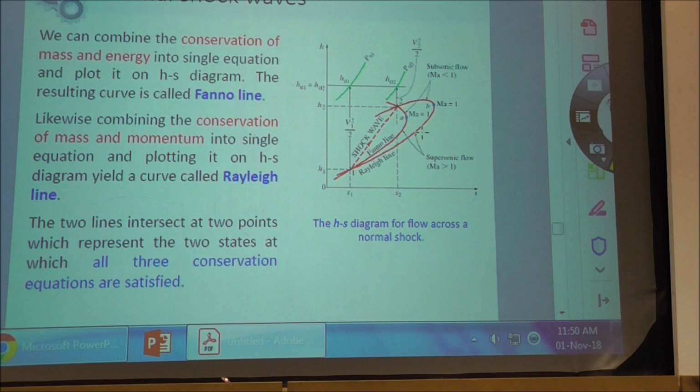Okay? If you look at the book, it is not discussed in our class. You will have the so-called Fanno line and Rayleigh line. Okay, you need to learn it on your own. You may need it later on when you are working. It will not be in your exam, but not necessarily that if it is not in your exam, you do not learn it. Right? You may need it.